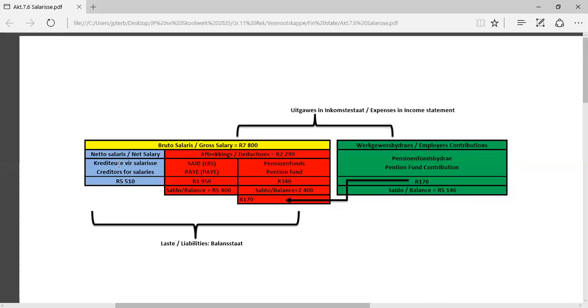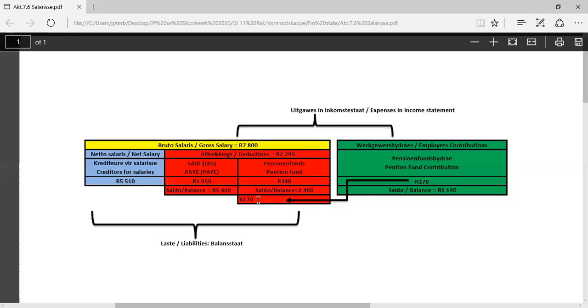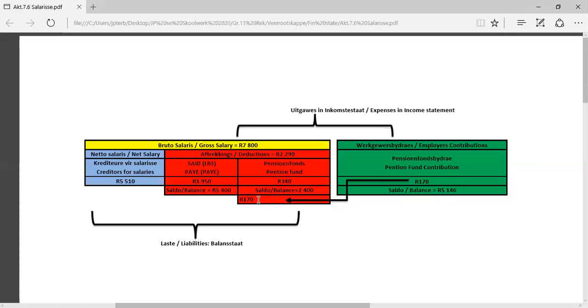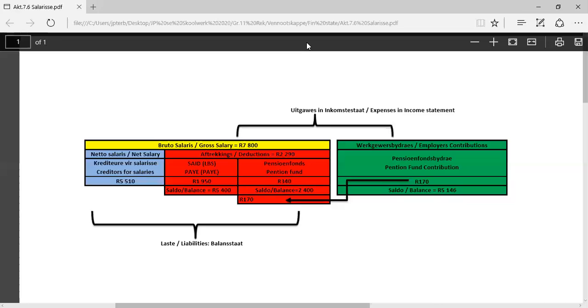Right. Krediteure vir salarisse is net die 5,510. By SARS moet jy die saldo vat plus hierdie werker se een, en by die pensioenfonds moet jy hierdie werker se een, die saldo plus die werkgewers bydra die R170 by. Goed, ek hoop hierdie help. Ek gaan ook vir jou hierdie aanheg by jou goedjies wat ek op Klaasland vir jou stuur. Doen jou verbeteringe ordentlik en ek hoop jy verstaan dit nou.